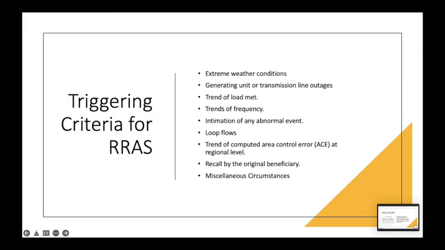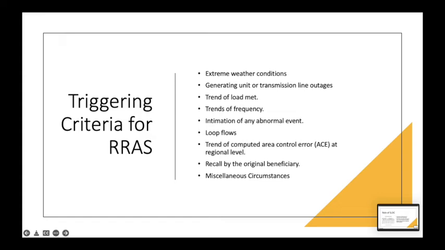The next thing I want to talk about is the trend of computed area control error. Now, what is this area control error? It is basically the difference between the actual energy interchange and the scheduled energy interchange, minus the frequency factor, or the frequency deviation which is actually happening. So as per area control error, if there is an area control error of greater than 10, then only is RRAS normally applicable. This area control error is basically the initial forecast for applicability of RRAS.